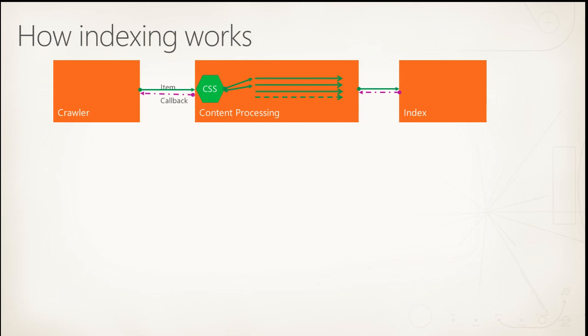And then if something goes wrong during content processing or during indexing, that can happen. You could, for example, have a document that is in a format that's not supported. In that case, the crawler will send a fail callback to the crawl log, and then you can go and see why the item failed and then take the appropriate action.